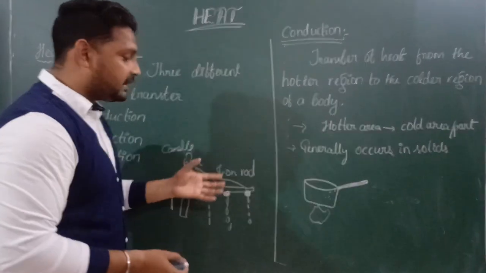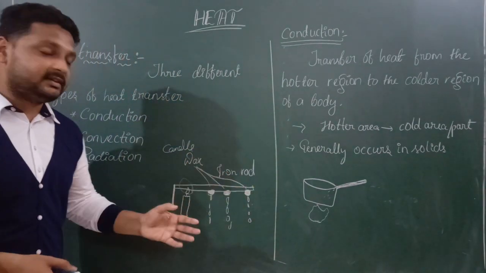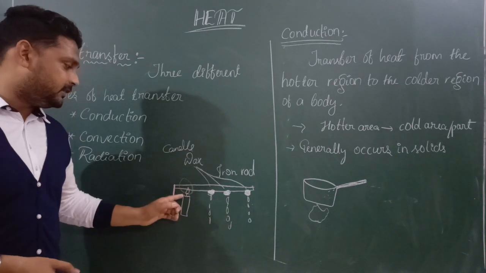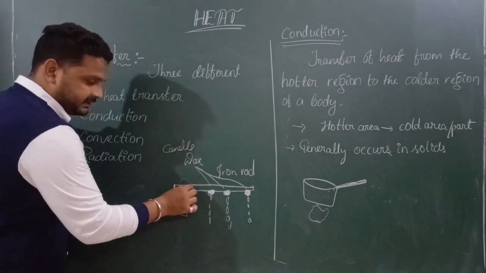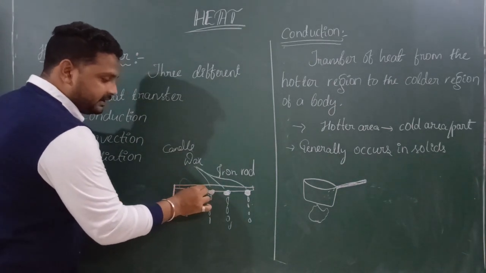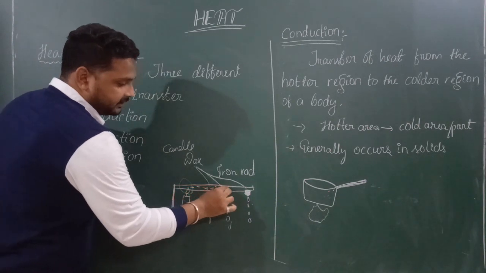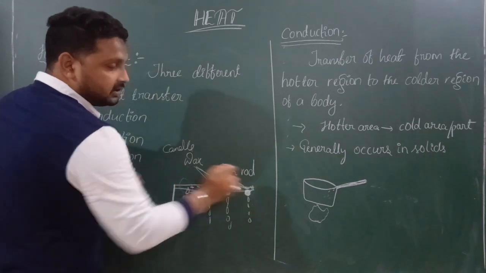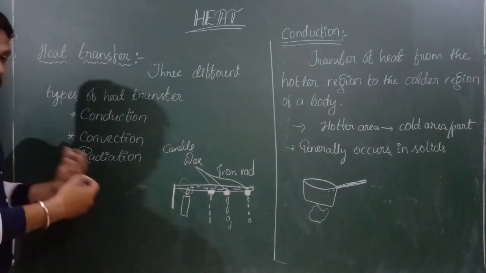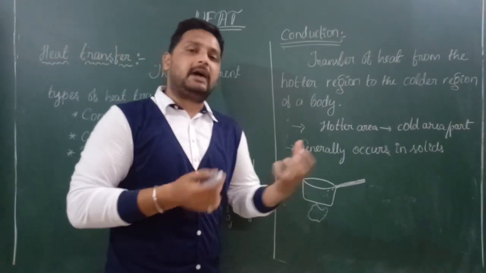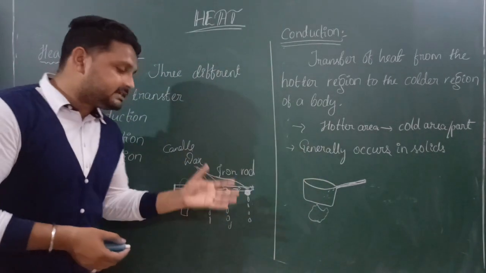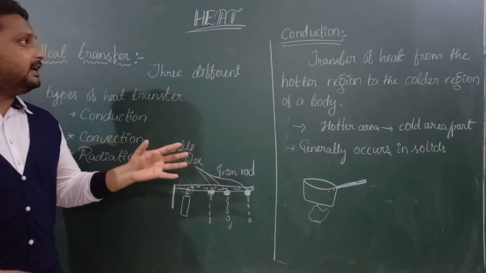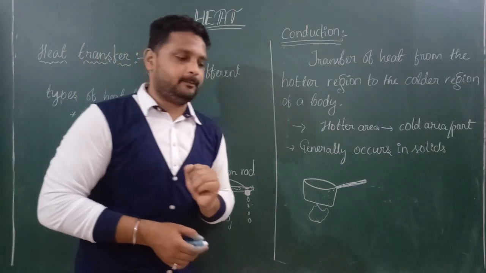So the wax starts to melt because it is getting heat. And from where are they getting heat? From this flame. So the flame is heating this part, and later on the heat is traveling in this direction. It is traveling from the hotter region to the colder region, because that is how it travels, right? It travels from higher temperature to lower temperature. This method of transfer of heat is called conduction.